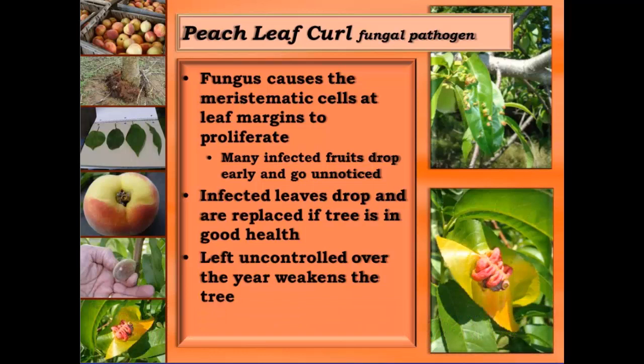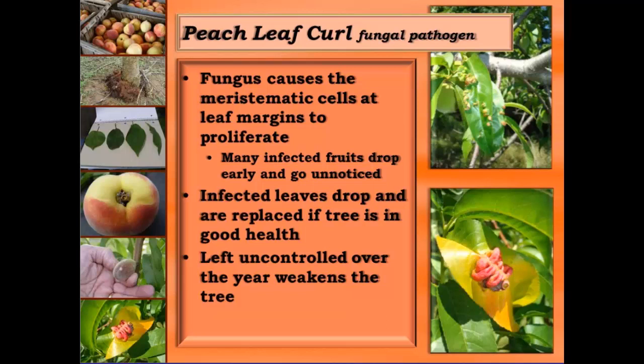Peach leaf curl. I just got my peach leaf curl spray put on, probably at the last minute. This is a pretty eye-catching disease when you have it. It is very, very bright pink. It's a distortion on the leaves. They grow abnormally. The disease causes the leaf margins or the meristematic cells to just go crazy. So you get these really funky looking leaves that are really quite lovely because of the colors on them.